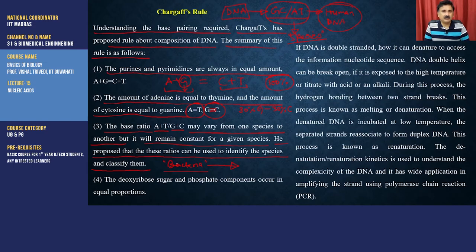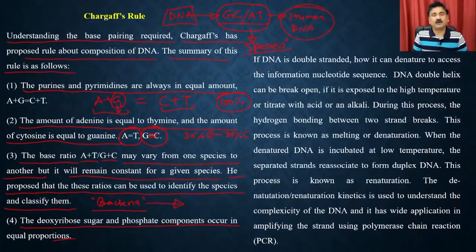and appropriate class. Actually, the deoxyribose sugar and the phosphate component occur in equal proportions. So only the G and C vary, but the sugar and the phosphate component, which are the building blocks of the DNA or RNA, do not vary between the two species.